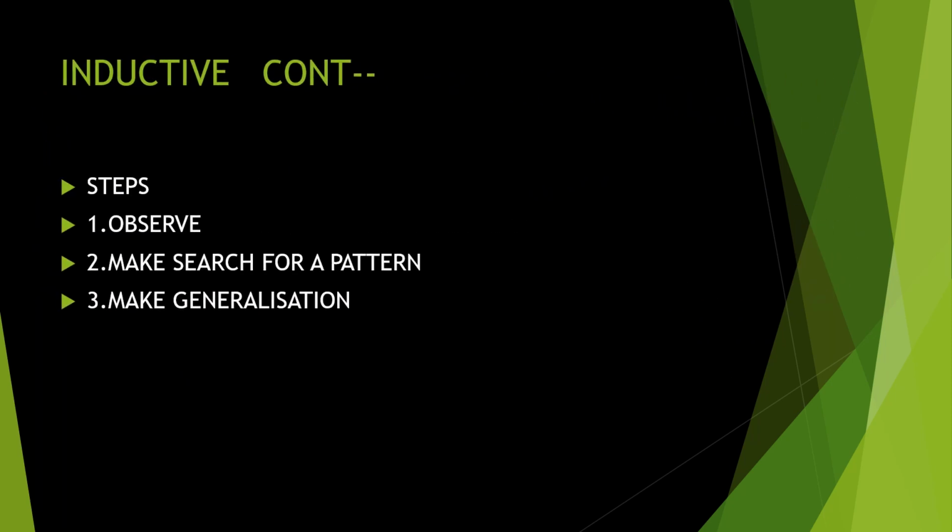Inductive steps. First, they have to observe. For example, they have taken some students who have some problem as the sample of a study, and they have to observe those students. Then search for a pattern: why is such a thing happening? They want to find the pattern. Then make a generalization. Only after that they do the generalization. So after taking students one by one, they will make it a generalization. Understood? This is how the inductive method is used. First observe, then search for a pattern, then make a generalization.